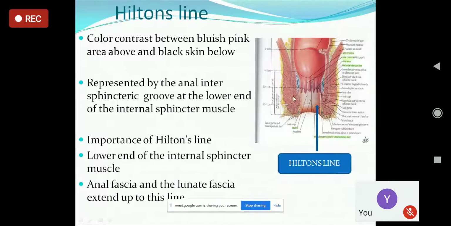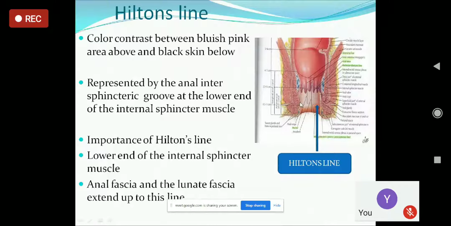Now talking about the Hilton's line. Look here at this Hilton's line. It is the color contrast between the bluish pink area above and the black skin area below. This is again an MCQ question. It represents the anal intersphincteric groove at the lower end of the internal sphincter muscle. So this is the internal sphincter muscle and this is the external. It represents the lower end of the internal sphincter muscle.